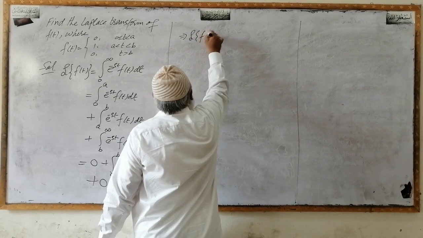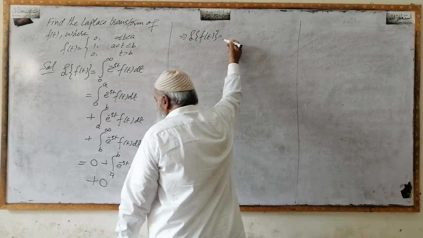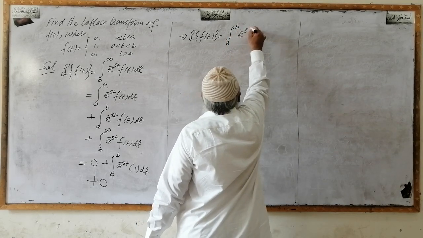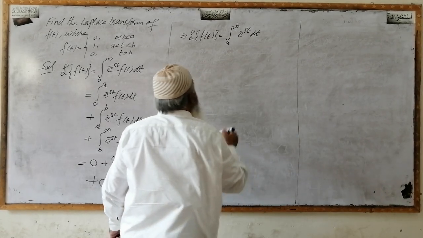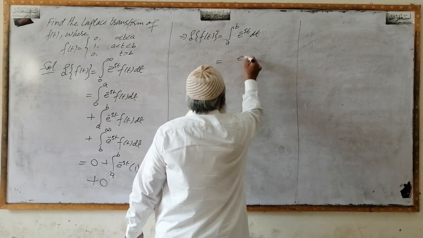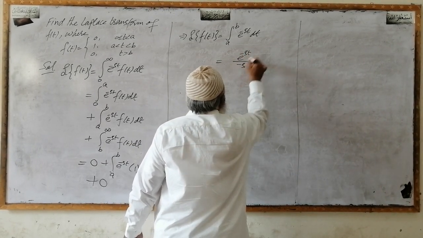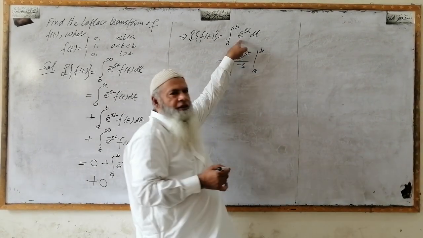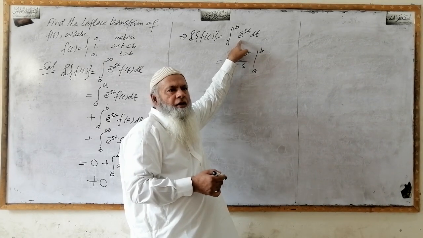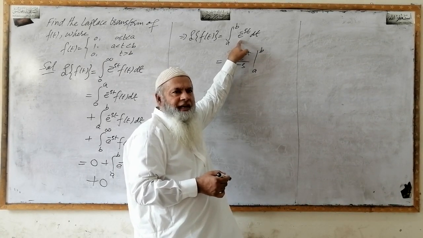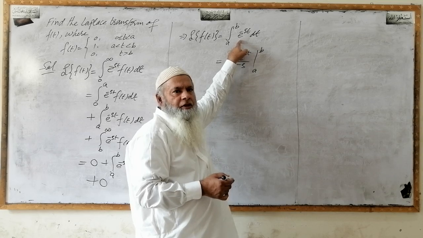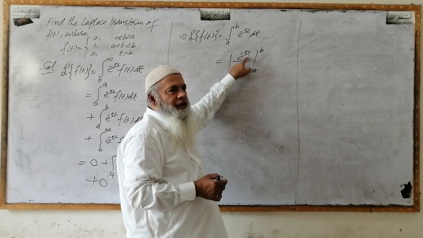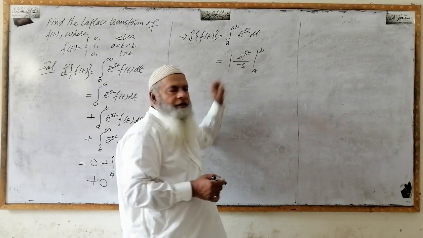Now Laplace transform of f of t should be equal to integral a to b e raised power minus s t dt. Now what's its integration? E raised power minus s t over minus s, and then we have to apply the limits a to b. E raised power minus s t will be written as it is, and then we will divide by the derivative of its power, that is minus s. Power is minus s t, its derivative with respect to t will be minus s.